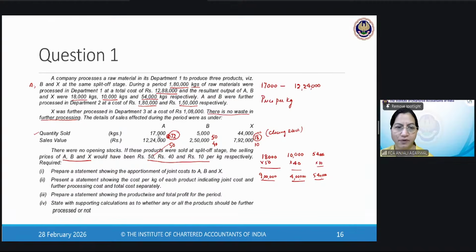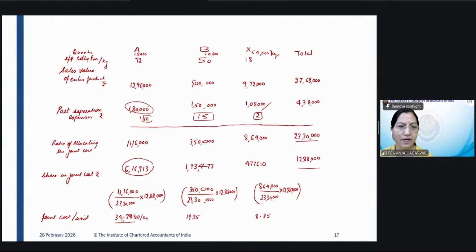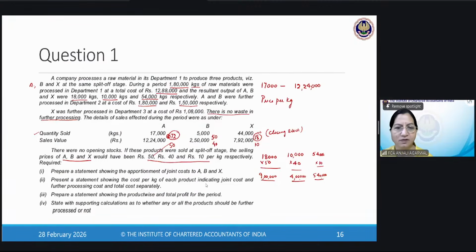So you have to reduce the closing stocks valued at 44.27 for A, 44.27 into 1,000, 19 and 15, 34.35 into 5,000, and 10.85 into 10,000. That would be the closing stocks. After deducting closing stocks, calculate the sales, and then you will have the profits. State with supporting calculations as to why any of the products should be further processed or not.